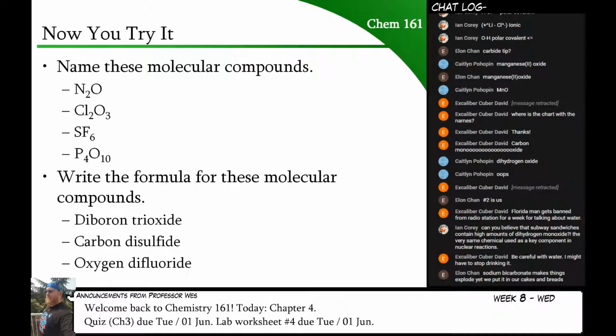All right. On the screen are some molecular compounds. Please name them. At the bottom, I have the names. You got to be able to turn it into a formula, so you got to go in both directions.